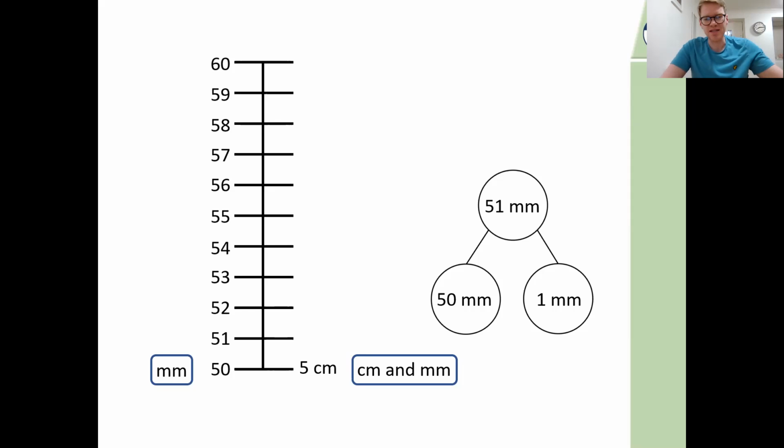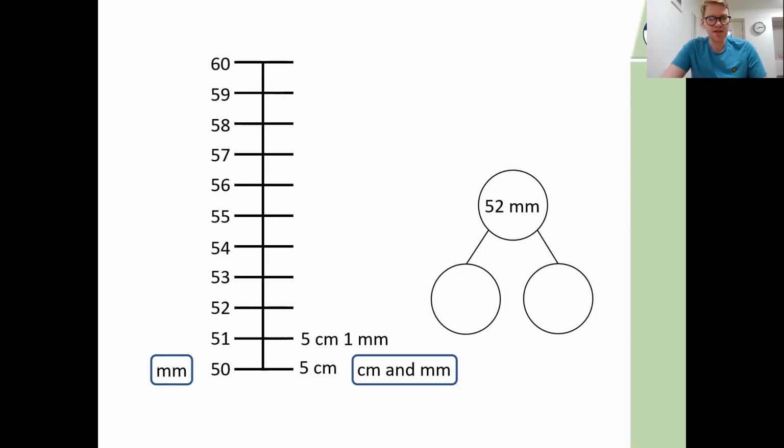So our 50 millimeters, we know that already, don't we? We know that 50 millimeters is, that's right, 5 centimeters, and we've got our 1 millimeter left over. So we can call 51 millimeters 5 centimeters and 1 millimeter. And it's the same going up the scale then.